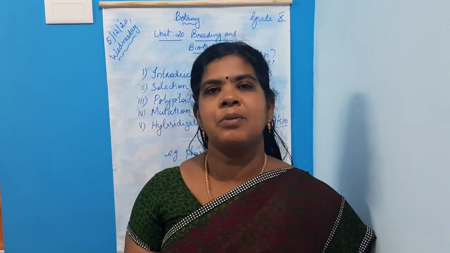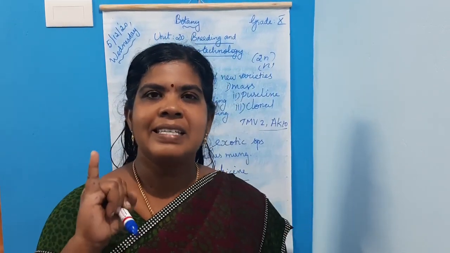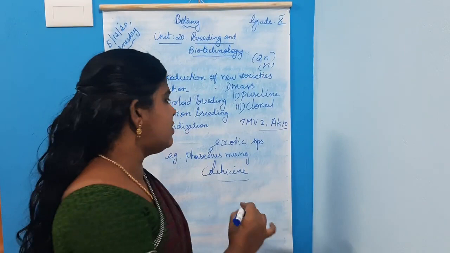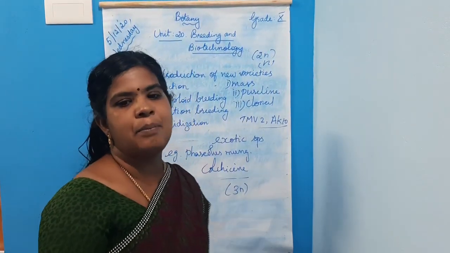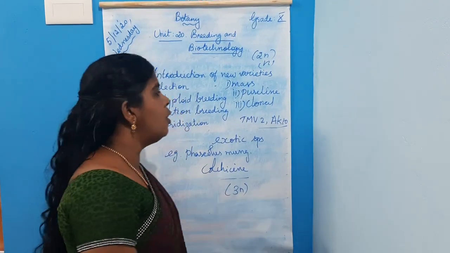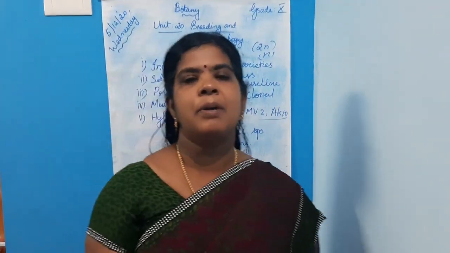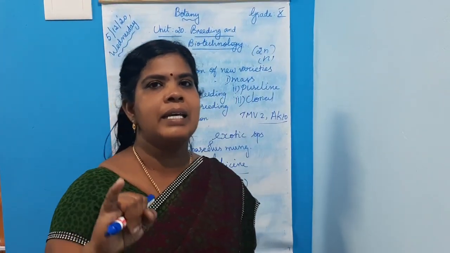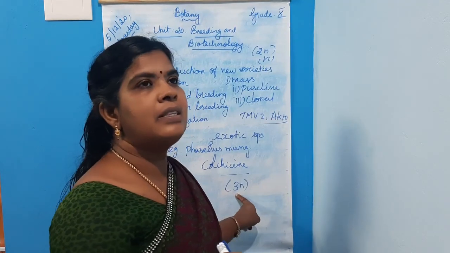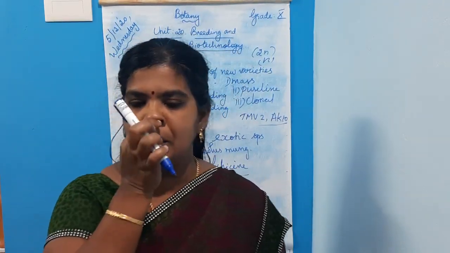Next, the achievements of polyploidy. First one is seedless watermelon, that is triploid. Seedless watermelons and bananas are obtained through polyploid treatment. So the first achievement is seedless watermelons, which are triploid.